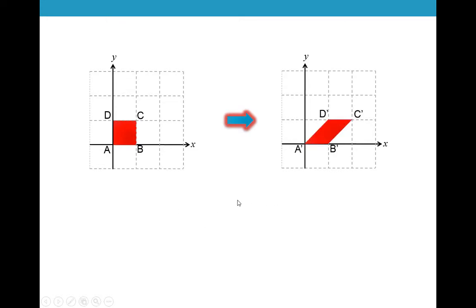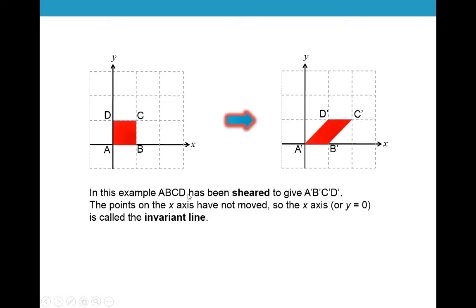Right, in this example, ABCD has been sheared to give A'B'C'D', as you can see here. The points on the x-axis have not moved, and the reason is that the x-axis is the invariant line. So it's a very easy example. Can you see that that has no perpendicular distance from the invariant line, the x-axis? So timesing by the shear factor is going to have no effect. However, that point has a perpendicular distance of 1.